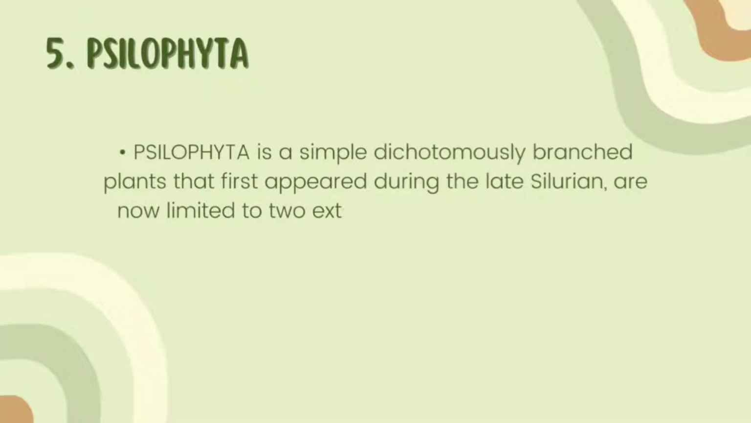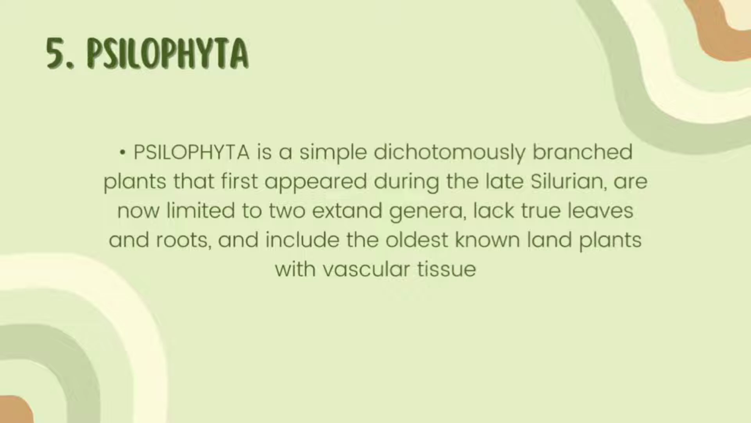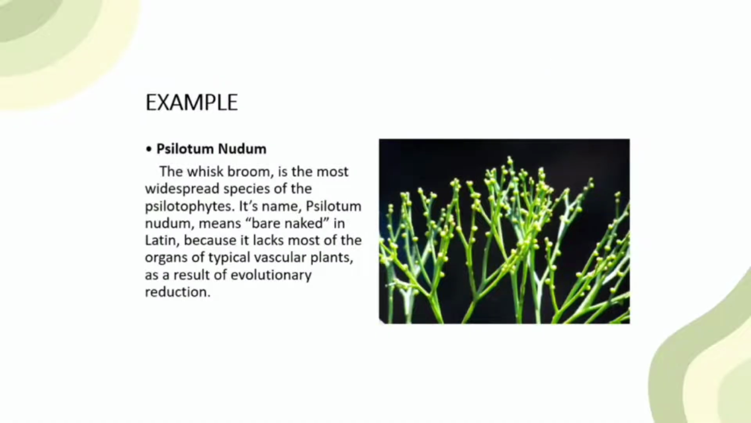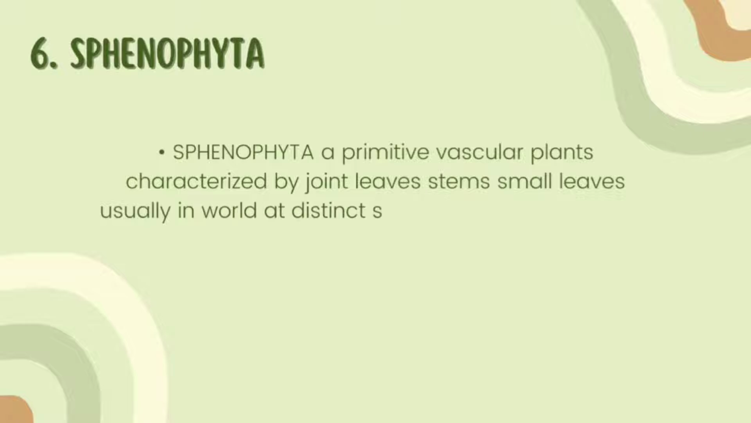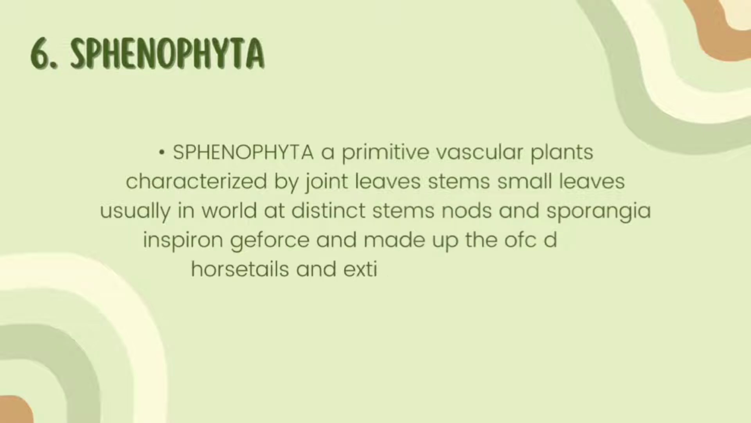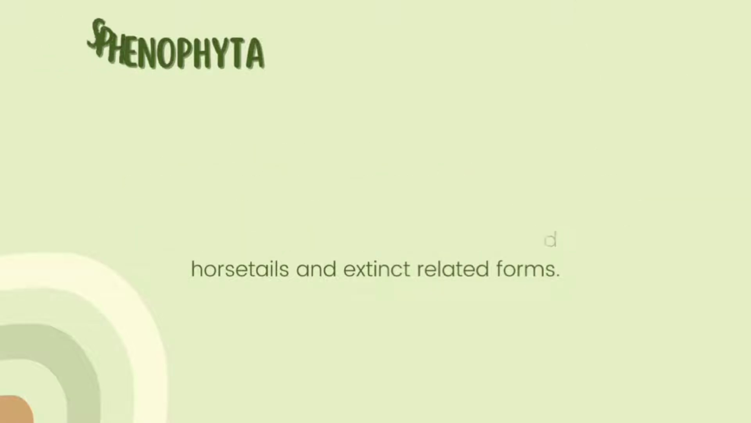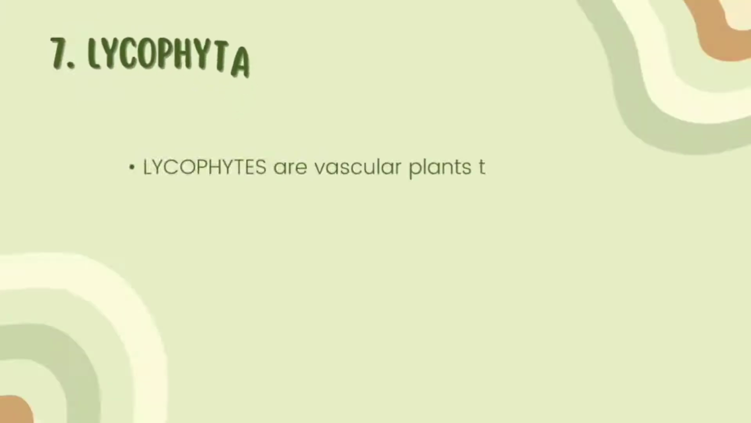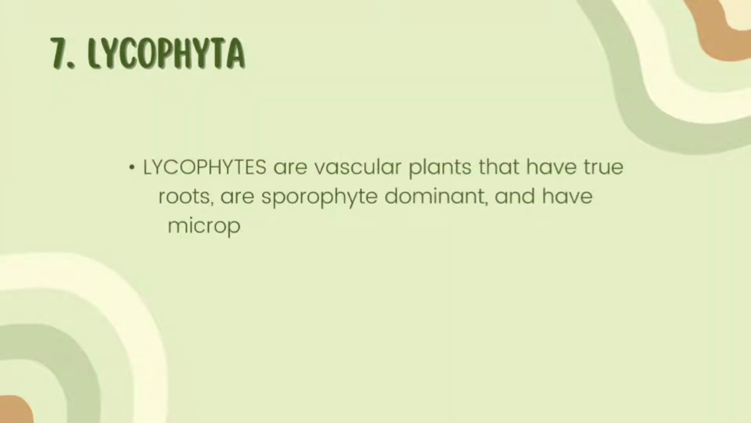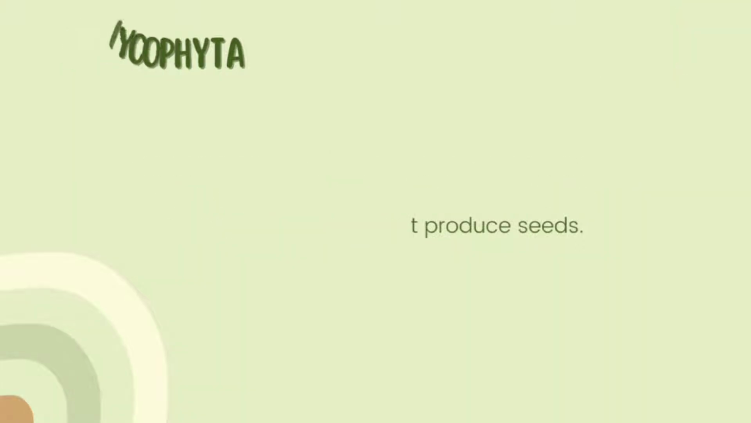Next one is Xylophyta. It is a simple dichotomously branched plant that first appeared during the late Silurian. Example, Xylotum nudum. Next is Phenophyta, primitive vascular plants characterized by jointed stems and small leaves, usually with a distinct stem. Example, Equisetum. 7. Lycophyta. Lycophytes are vascular plants that have true roots, are sporophyte dominant, and have microphylls.